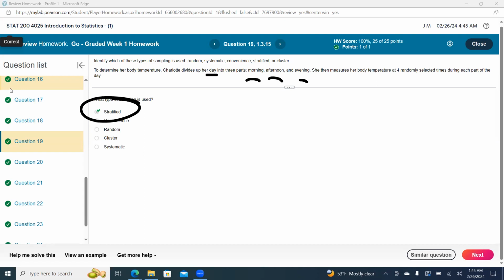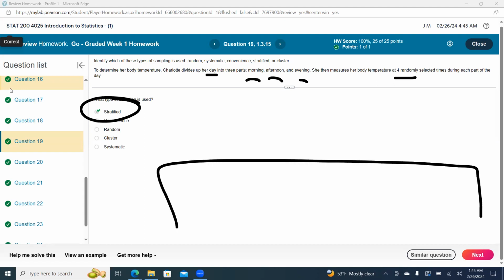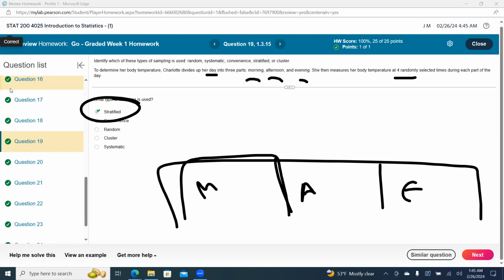Day into 3 parts. She then measures her body temperature at 4 randomly selected times during each part of the day. Oh, okay, so we have morning, afternoon, and evening. And then within this, we do 4 random. Within the afternoon, we do 4 random. Yeah, kind of tripped me up there for a second. Then in the evening we do 4 random.